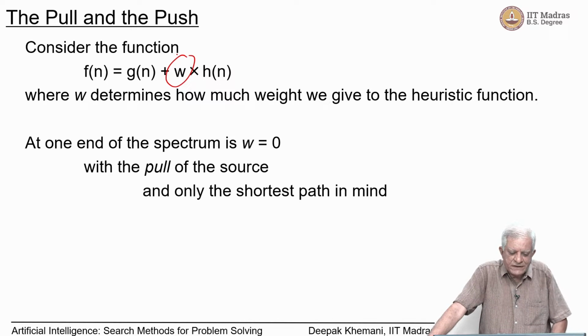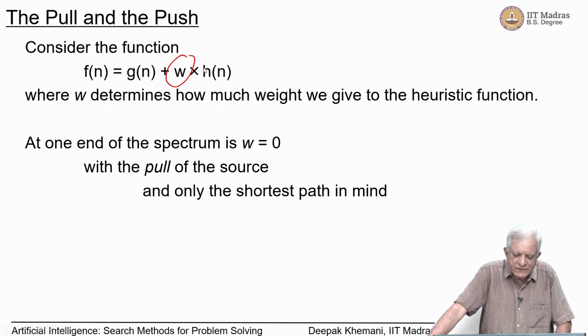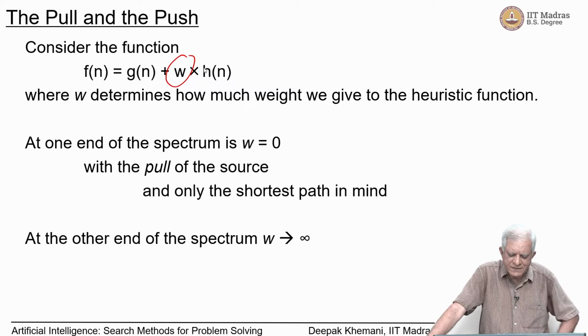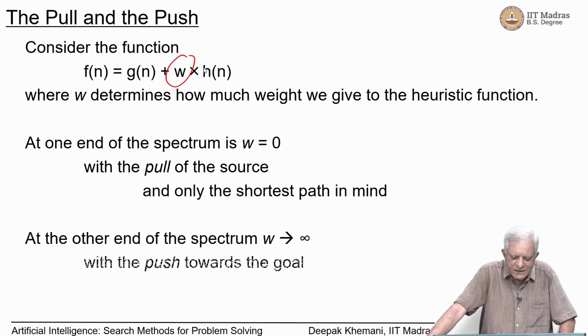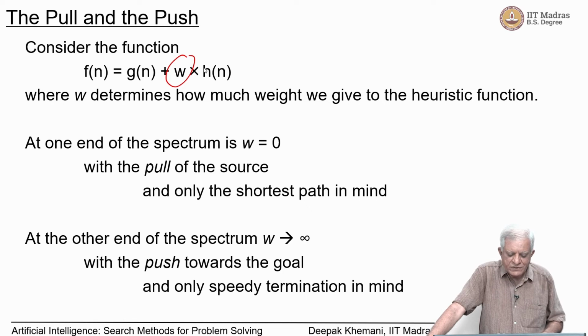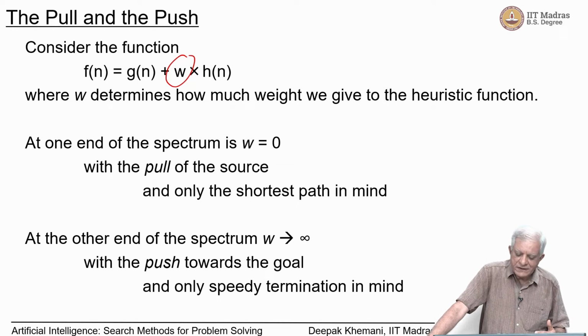So, at one end of the spectrum, the weight can be 0, in which the pull of the source is the only thing dominating, and when weight is equal to 0, when F of n equals G of n, then if you remember, that is how branch and bound worked. At the other end is when W tends to infinity, which is another way of saying that G tends to 0, and then it is only the push towards the goal that is dominating.